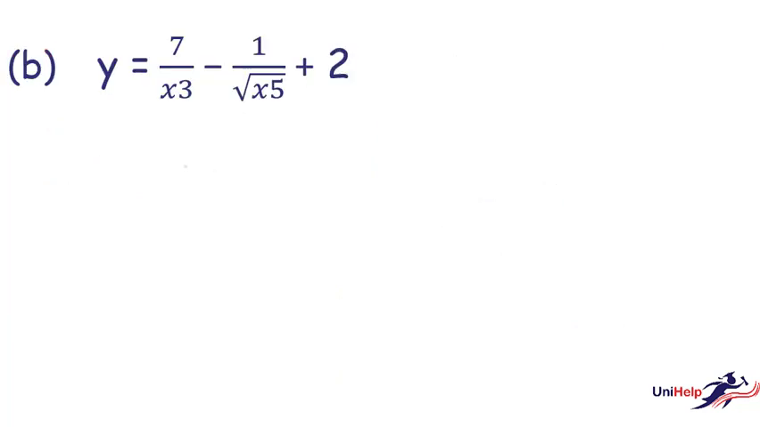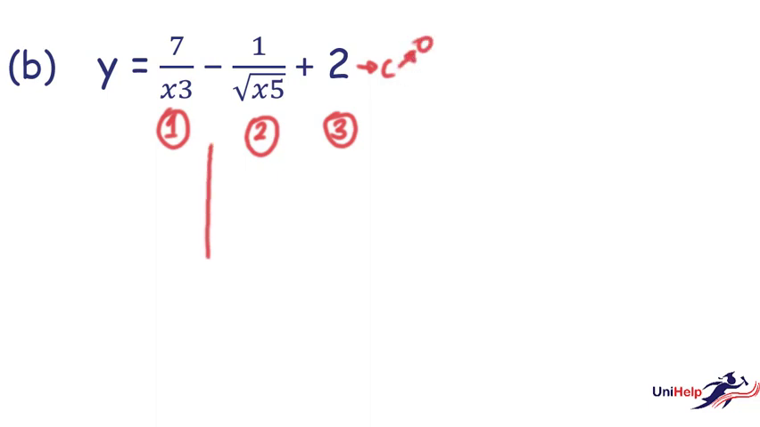This problem might seem a little bit more difficult, but trust me, it isn't. It's just a combination of about 3 different questions on the general rule. That said, let's divide it into 3 parts. This is part 1, this is part 2, and this is part 3. We know that when we differentiate a constant, which 2 is, it becomes 0. Let's differentiate each part uniquely.